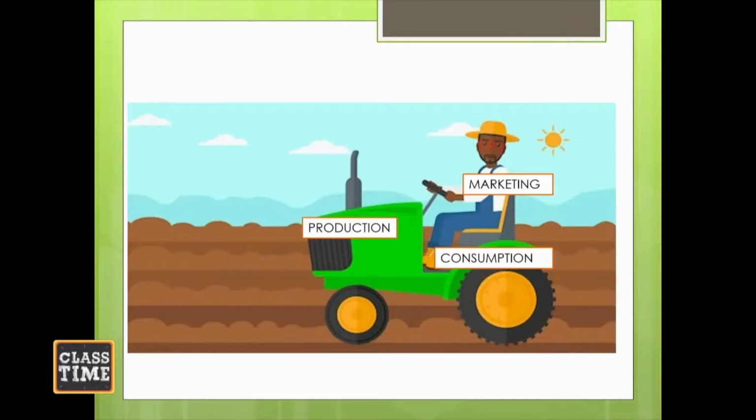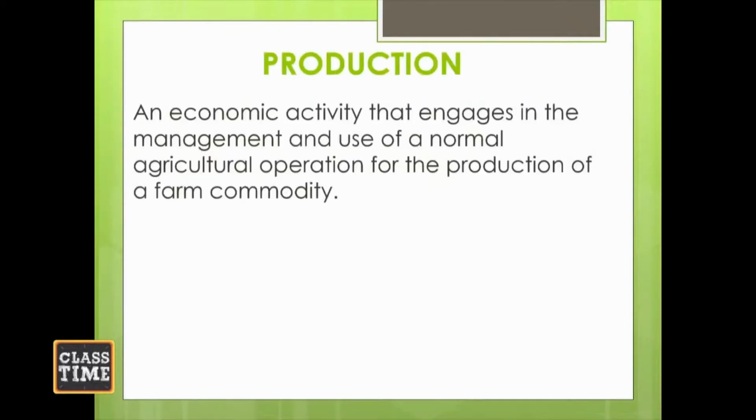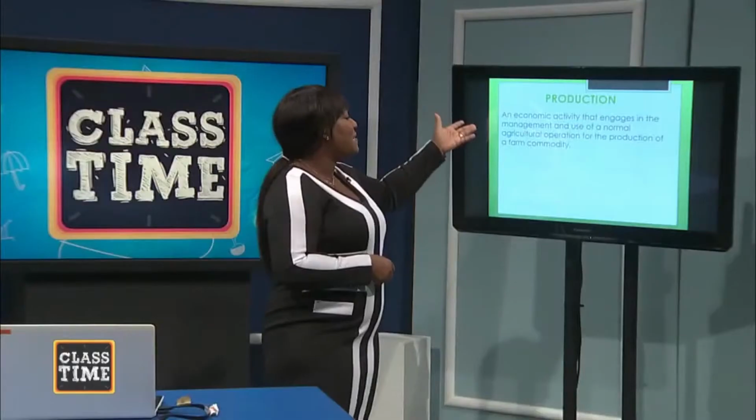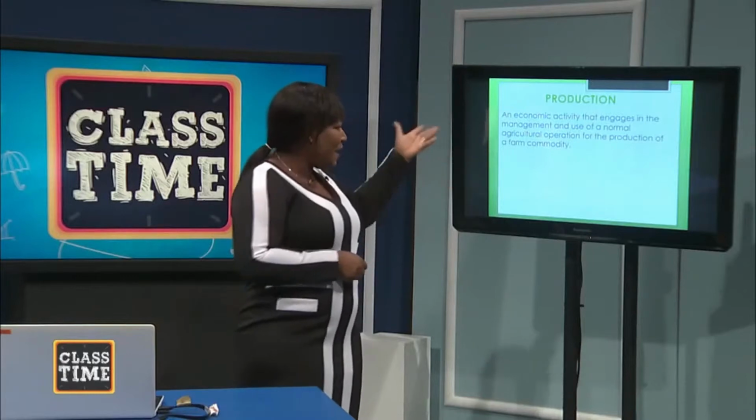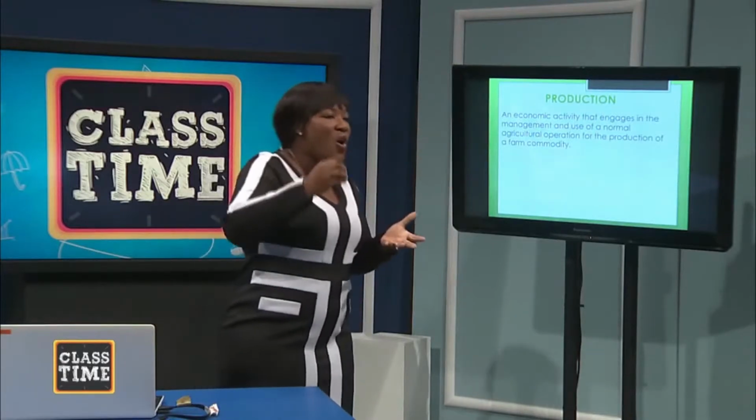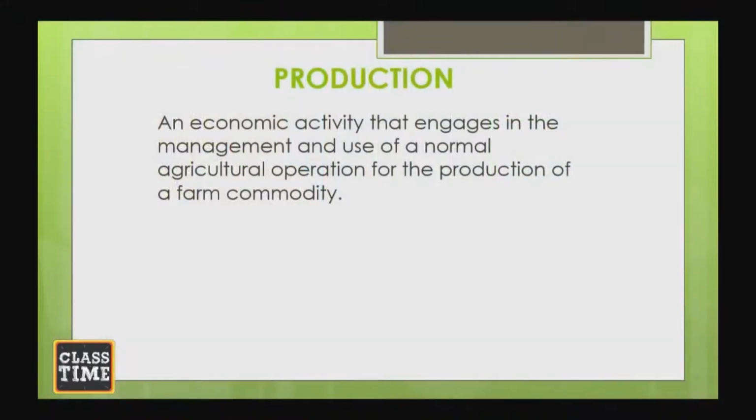Let's look at production. Production is an economic activity that engages in the management and use of normal agricultural operations for the production of a farm commodity. So, an economic activity that engages management: how we utilize all the factors to ensure we get a profitable outcome. That is production.